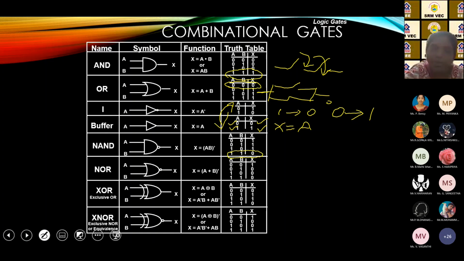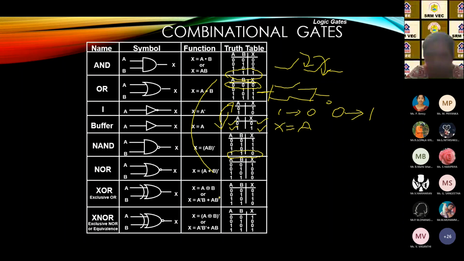Next is the NOR operation. The NOR operation is just the complement of the OR operation. In OR, when both inputs are 0, 0, the output is 0. And for the NOR, when both are 0, the output is 1.